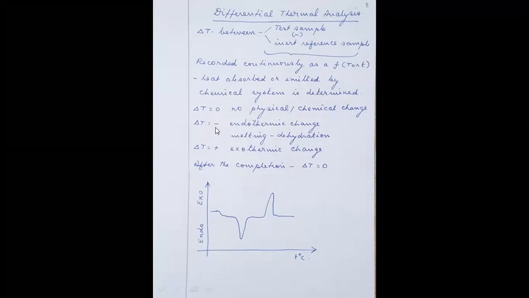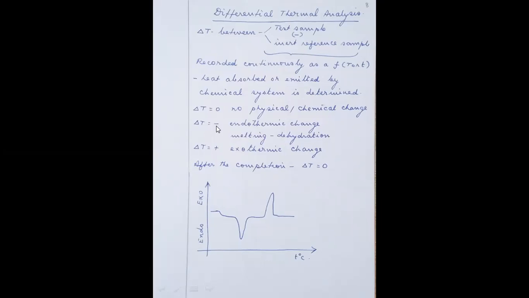So the delta T will be negative. That negative sign indicates an endothermic change is taking place. Endothermic change includes melting of the sample or dehydration of the sample. If the delta T is positive, then that indicates it is an exothermic change. After the completion of the process, what will happen? Again, the delta T will become zero.